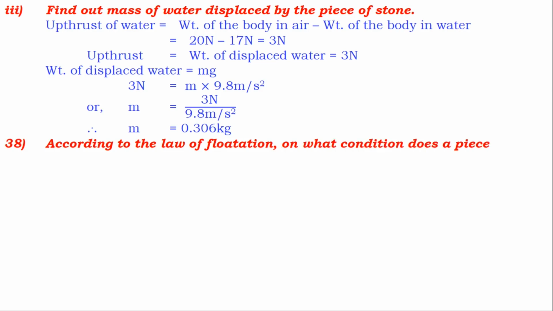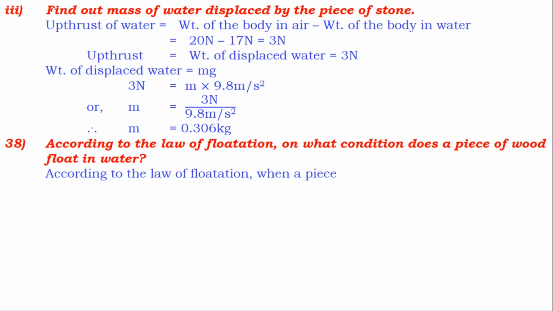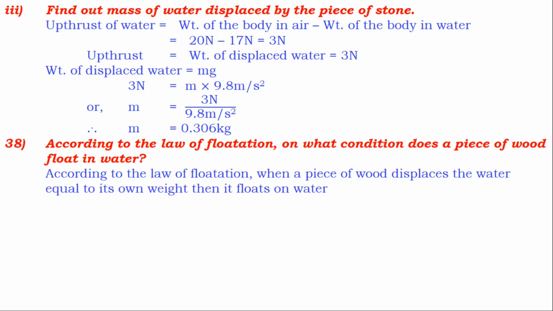Okay, another question. According to the law of flotation, on which condition does a piece of wood float in water? If it is able to displace the liquid equal to its own weight, it can float. It will float on water. According to law of flotation, when a piece of wood displaces the water equal to its own weight, then it floats on water.